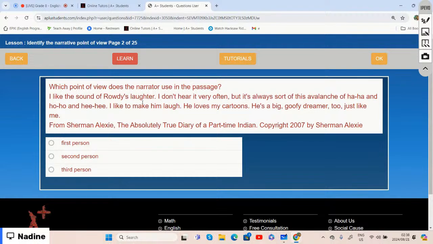So it says, I like the sound of Rowdy's laughter. I don't hear it very often, but it's always sort of this avalanche of ha ha and ho ho and he. I like to make him laugh. He loves my cartoons. He's a big, goofy dreamer too, just like me. Is that point of view in the first person, second person, or third person point of view?